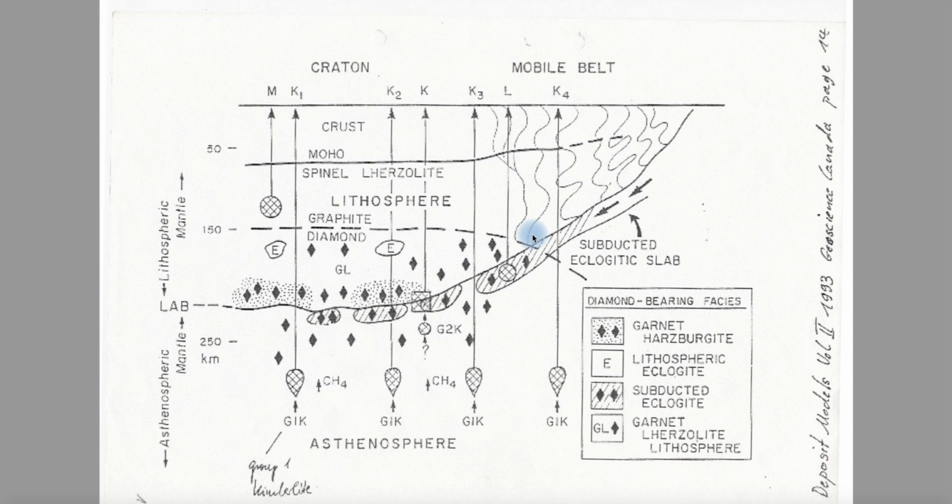Here we have also lithospheric eclogites. I told you at the beginning, not all eclogites are formed by subduction. We can also form some of them in the lithosphere, but the general thing is we are forming them by subduction.